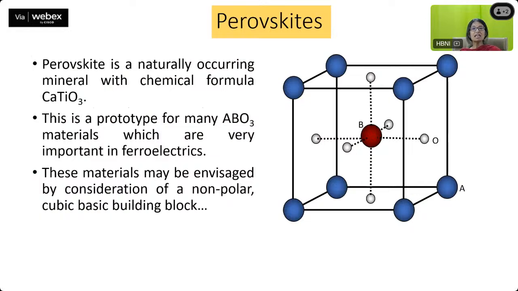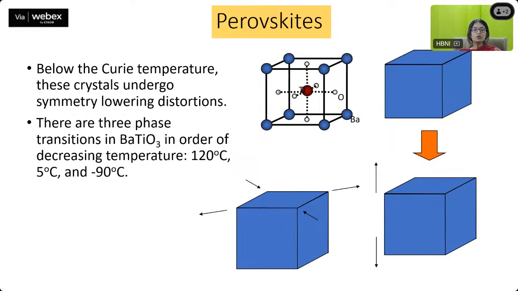This is a prototype for many ABO3 materials which are very important in ferroelectrics. It consists of a non-polar cubic basic building block, as you can see over here. Below the Curie temperature, these crystals undergo symmetry lowering distortions. There are three phase transitions in barium titanate, in the order of decreasing temperature, from 120 degrees to 5 degrees to minus 90 degrees.